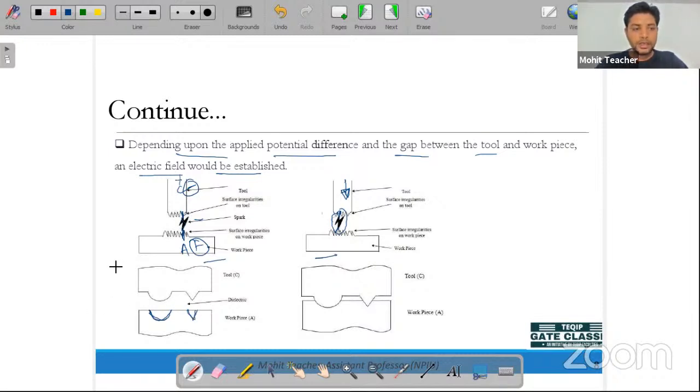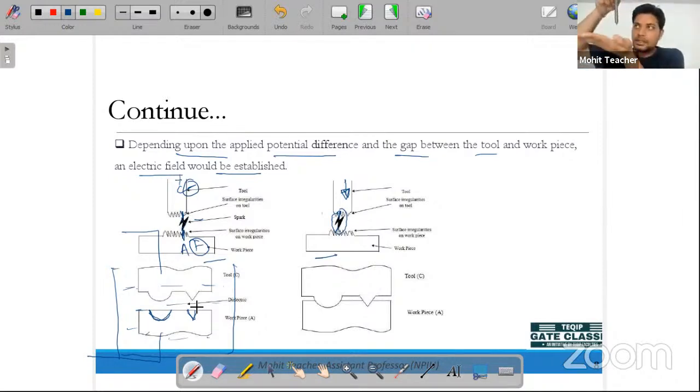Initially we are keeping it inside the container in which the dielectric fluid is there. This is connected with the cathode side and this is connected with the anode side. Now once the potential difference is created, we move this tool towards the workpiece. As we take the tool towards the workpiece, these surfaces will come in contact, meaning the difference between them will decrease in this workpiece surface, and that will basically remove the material.